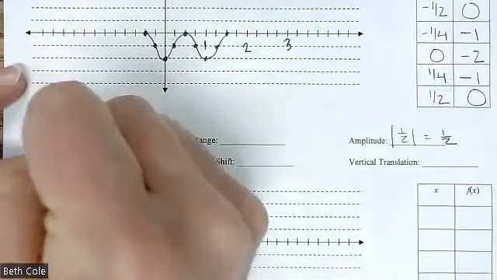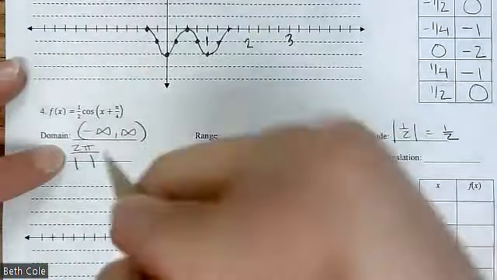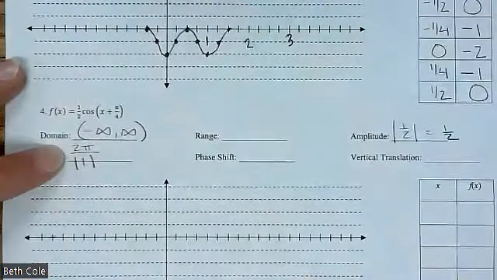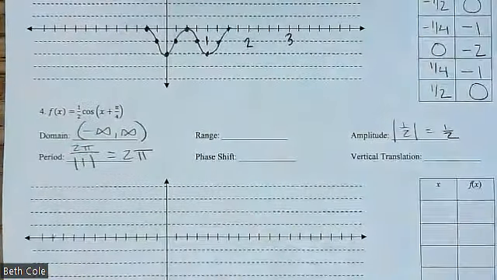Period would be 2 pi over absolute value. Good, whatever's in front of the x, which in this case is 1. So your period would just be 2 pi. We did not stretch or shrink it.